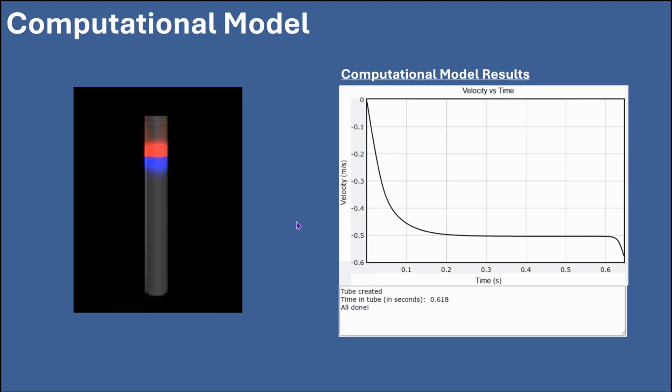The results of the computational model show the variation in the velocity of the magnet as it slowed to a near constant velocity between 0.2 and 0.6 seconds. The model's pass-through time is 0.618 seconds, which is rather close to the real-world average of 0.601 seconds, with the difference likely due to imperfections in the real-world procedure.